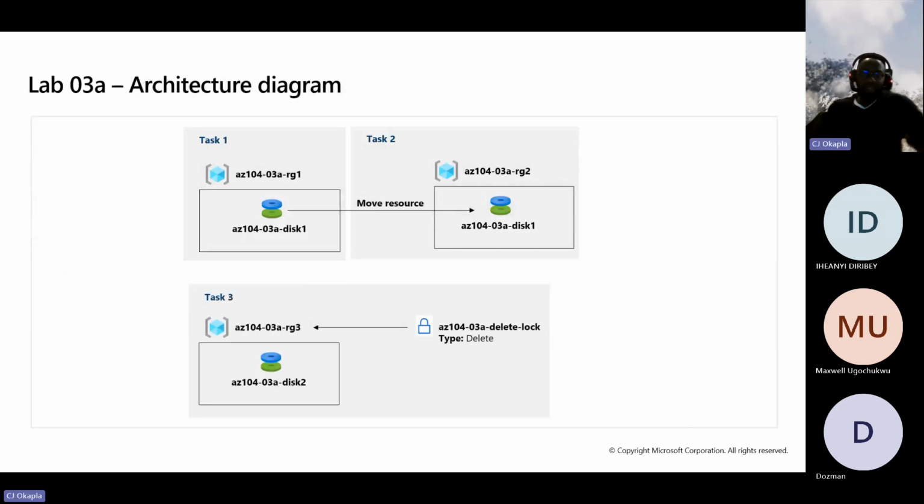And this is the architecture for lab 3. In task 1, you have a resource group, AZ104-03A-RG1, and there's a disk in it. Then in task 2, you move this disk to another resource group, RG2. And then in task 3, you have the disk again, and you put a resource lock on it.